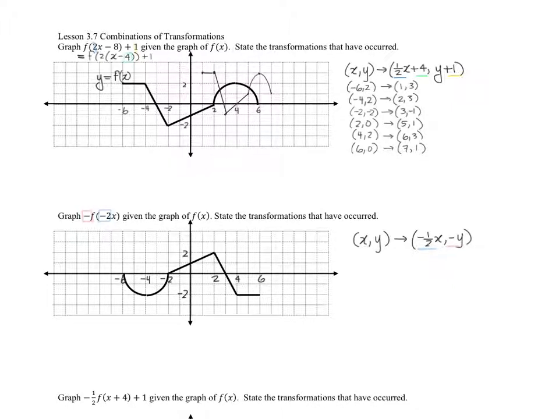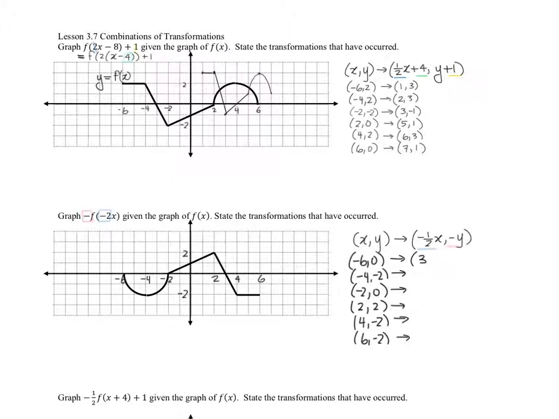Now let's write down our base graph points. We're going to have (-6, 0), (-4, -2), (-2, 0), (2, 2), and then we'll have our flat part of the graph, (4, -2), (6, -2). So we want to take this function and reflect in both axes and also horizontally compress by a factor of half. So let's see what all of these points will become.